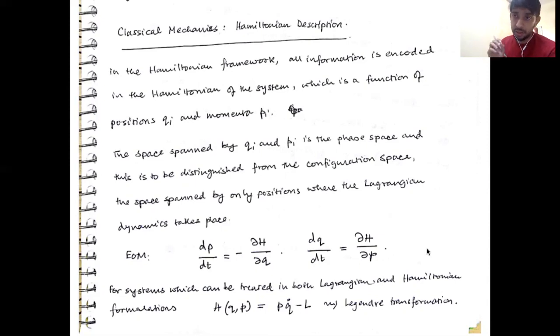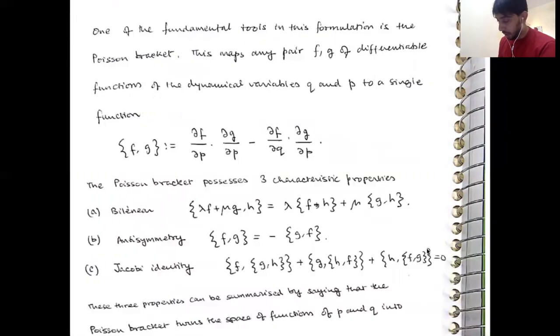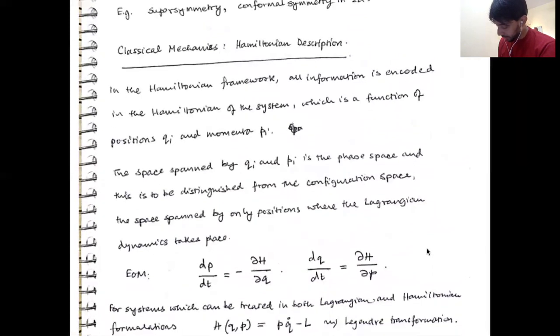But let me stress a subtle point here. This is for systems which can be treated in both ways. It's not necessary that you can have Lagrangian and Hamiltonian descriptions for everything. Again, for most examples that we know, and for most examples that we will do, it is going to be true, but sometimes it's not the case.